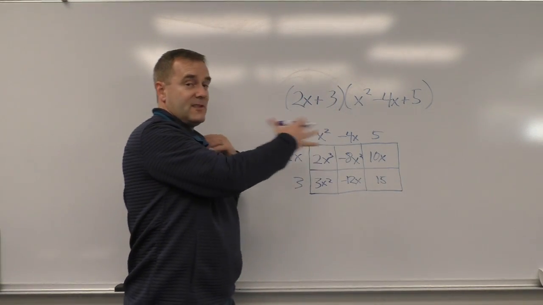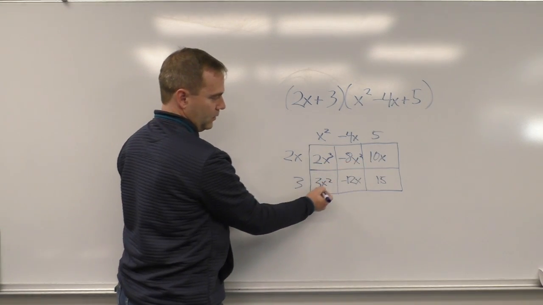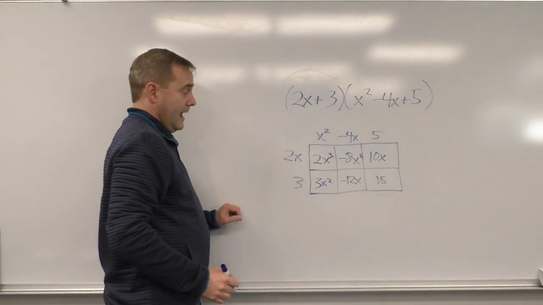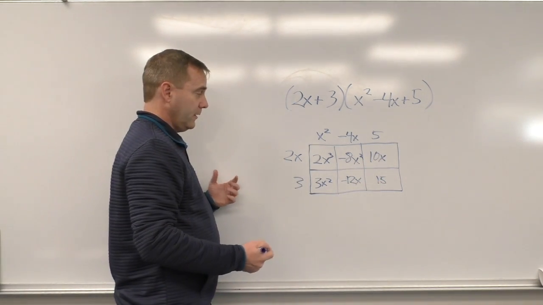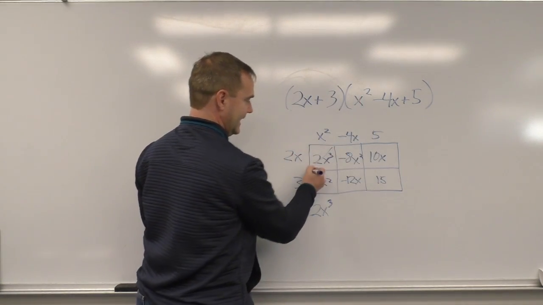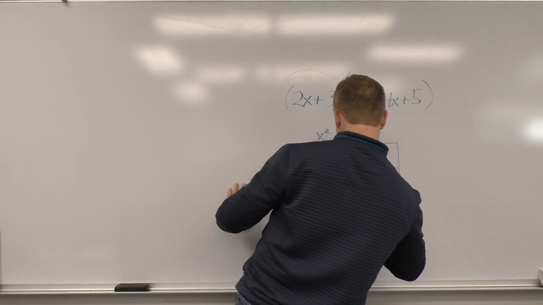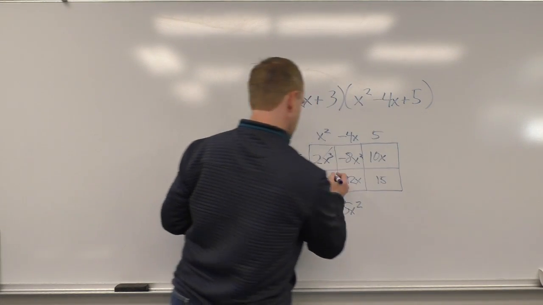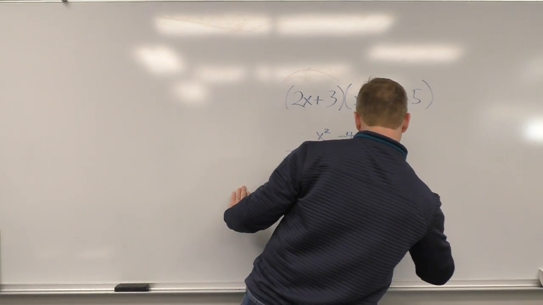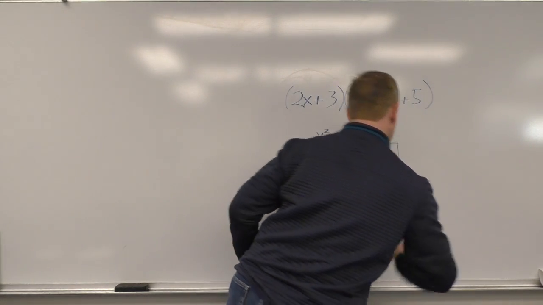And if everything was set up in standard form and there are no missing terms, then this will be unique, but these will have the same exponent, these will have the same exponent, and this will be unique. And when we combine the like terms, we wind up with our answer. 2x cubed from there, and that's taken care of, I don't need to think about it anymore. 3x squared and another negative 8x squared make negative 5x squared. Done, done. Negative 12x and 10x make negative 2x. Done, done. And 15 is its own animal. There we go.